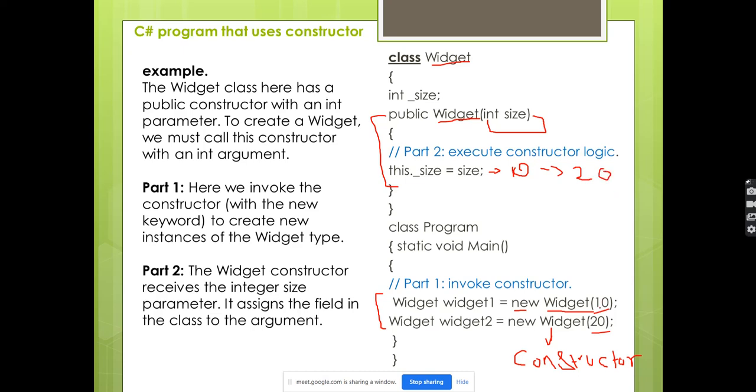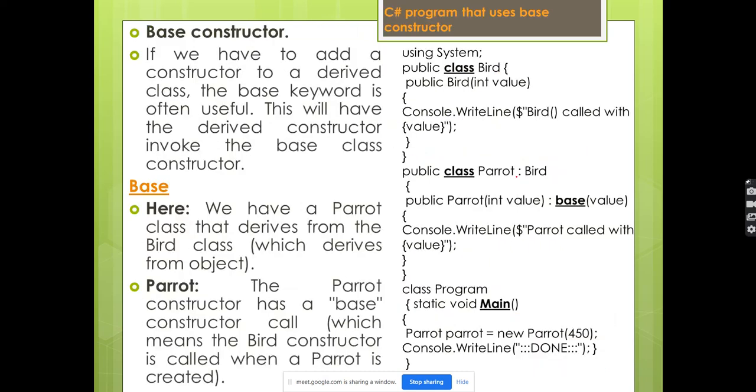For example, if we are not passing any values here, it is a default constructor, and then the size will be initialized with the default value. What is the default value of the integer? 0. It will be assigned 0. Okay, this is about the default constructor and the parameterized constructor.